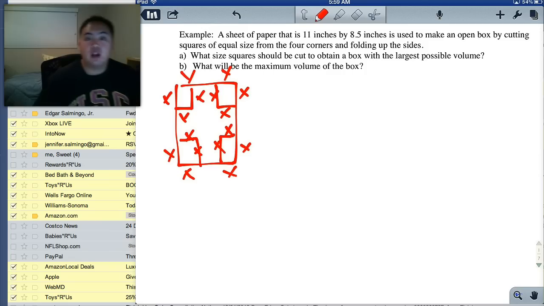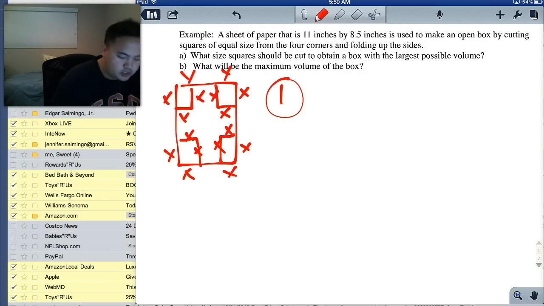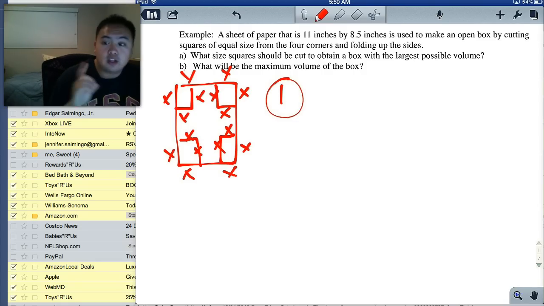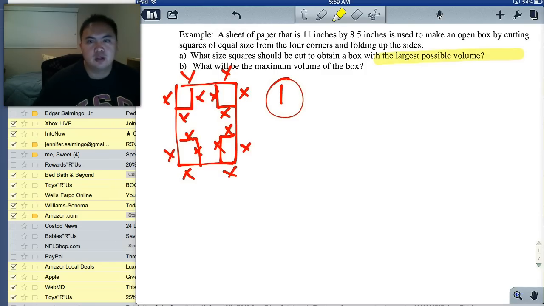So since they're squares, they're all x's. That's all we're going to do for now. I drew a picture, put variables, and I'm done with step 1. I'm not even going to look at the question because we read it already. It says, what do I cut to make it the largest possible volume? So again, I told you the next step is to read the question and find out what you are trying to maximize. In this problem, what I'm trying to maximize is the largest possible volume.